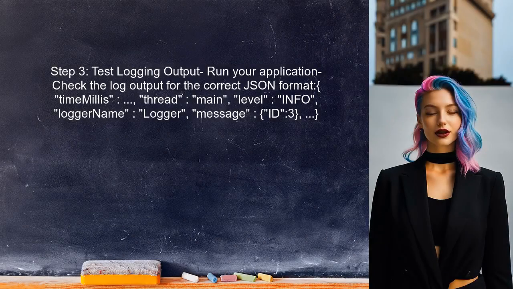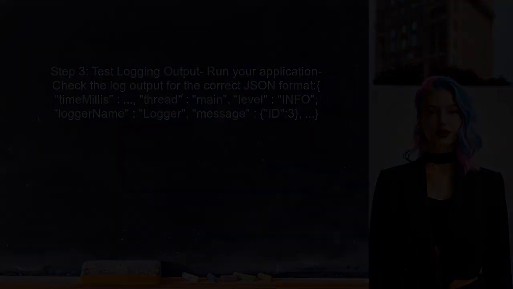After updating the logging statement, the user should test the logging output to verify that the JSON object is now being logged in the desired format. They can do this by running their application and checking the logs.